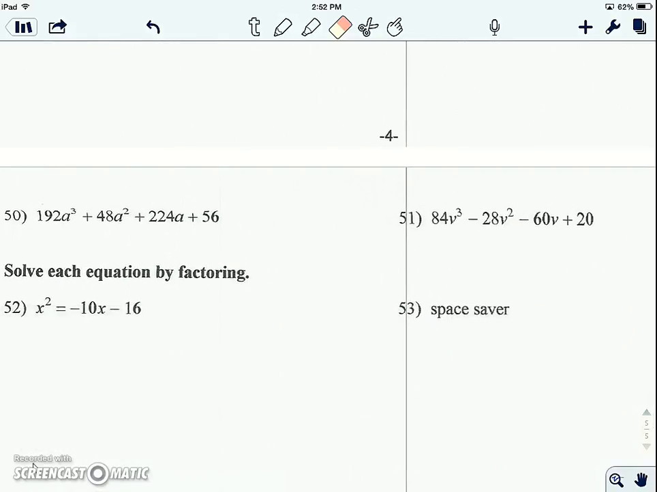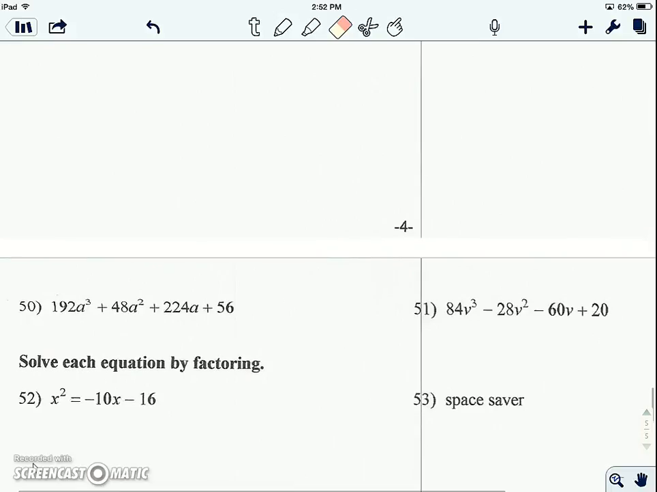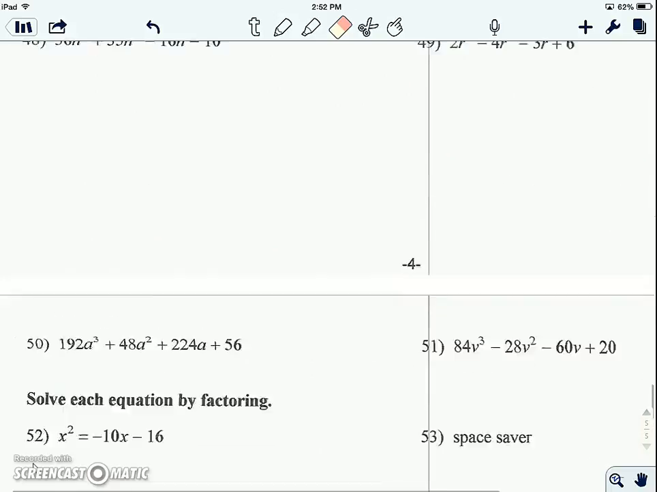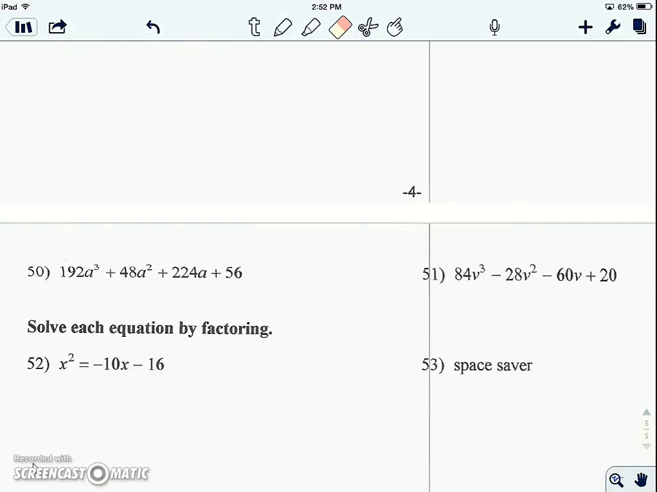Okay, 50 and 51. I'm not quite sure why they got squished over here. We can go ahead and, you should be able to do them anyway.